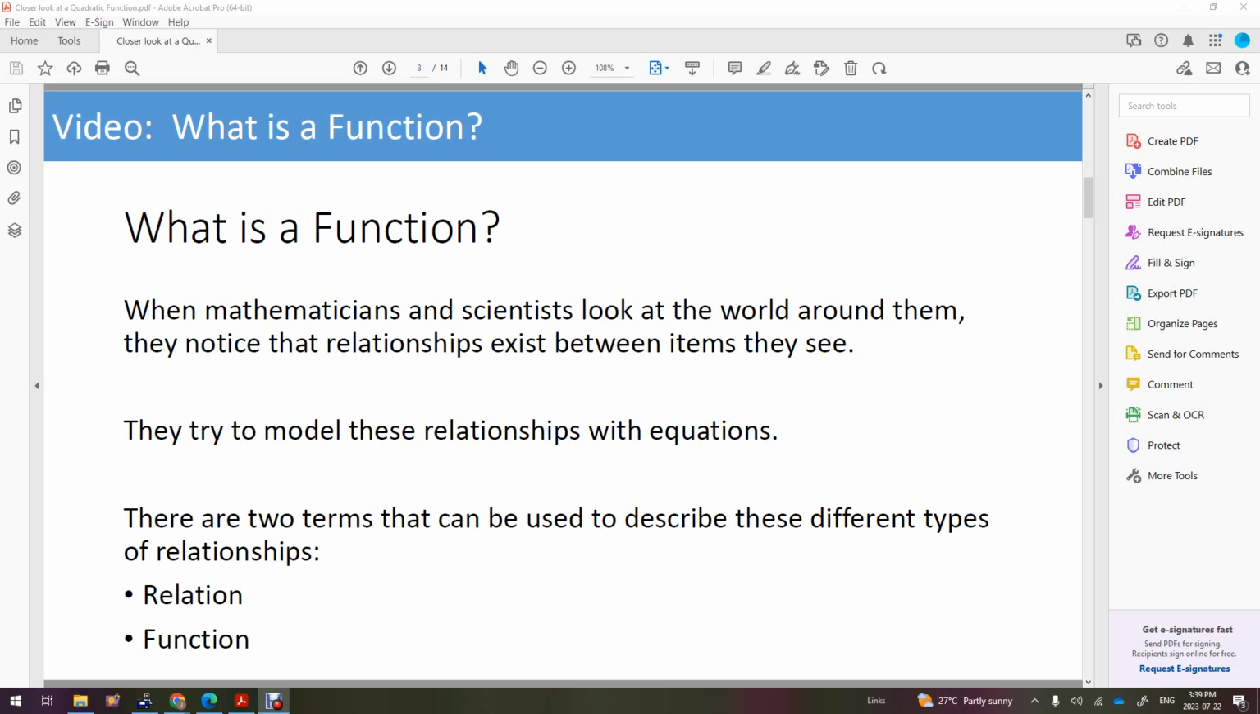When mathematicians and scientists look at the world around them, they notice that relationships exist between items they see. They try to model these relationships with equations. There are two terms that can be used to describe these different types of relationships. They can be relations or functions.